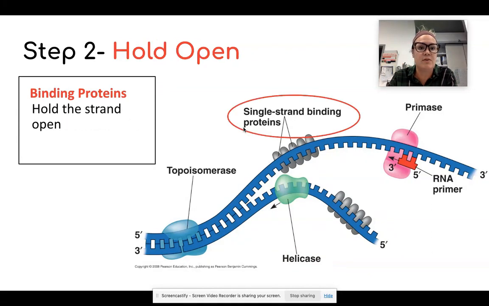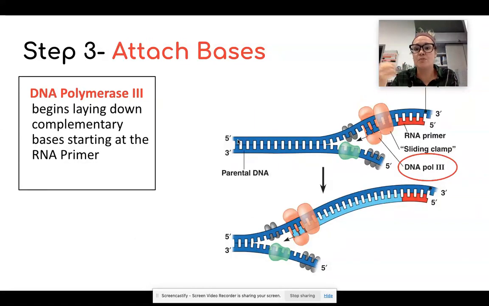And then we have step two. It needs to be held open because there's an attraction between those bases, and it wants to reattach. And so it has to be held open, and binding proteins hold that space open. And then step three, there are new bases that are going to be added on to the DNA.